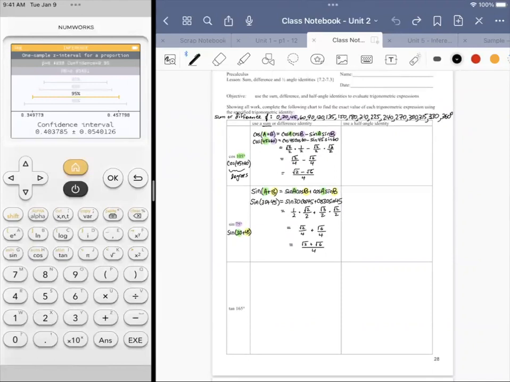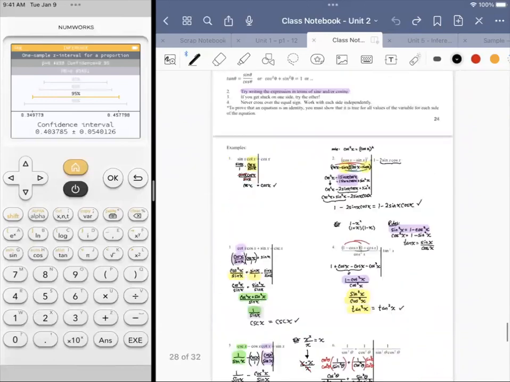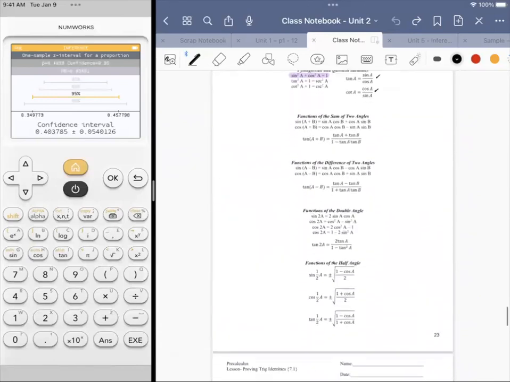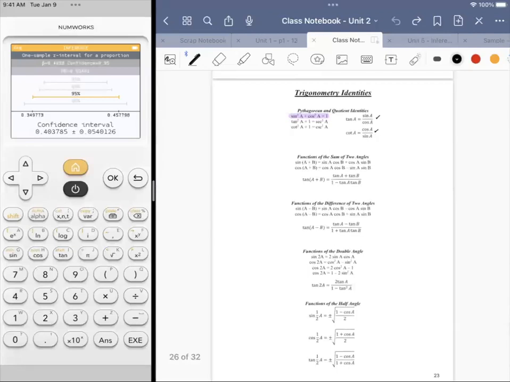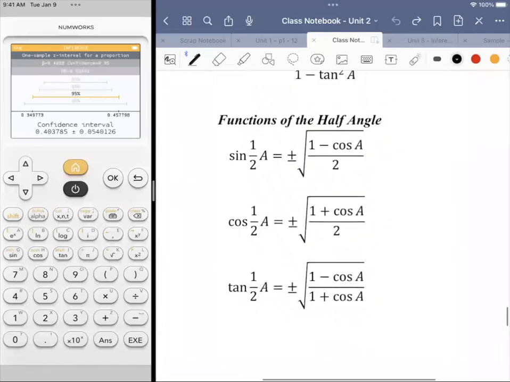We haven't really touched on those, so I'm going to go back and show you where you can find those. That's all back on page 23, functions of the half angle. So that's this set of formulas here. For this topic, that page we were just on, I think it's page 28.